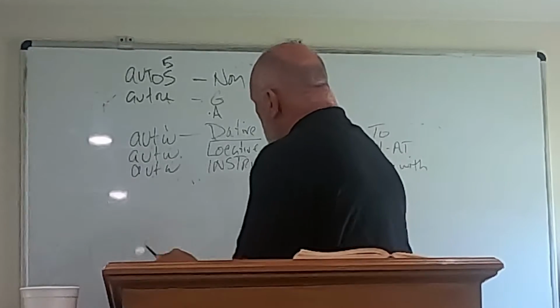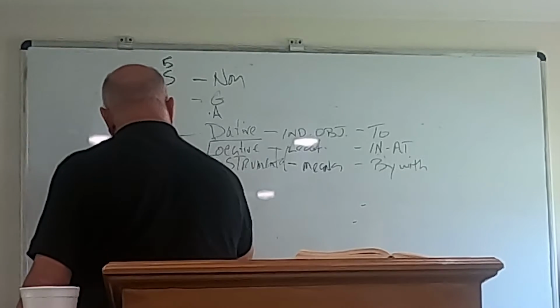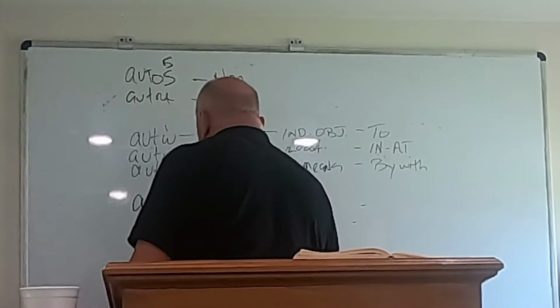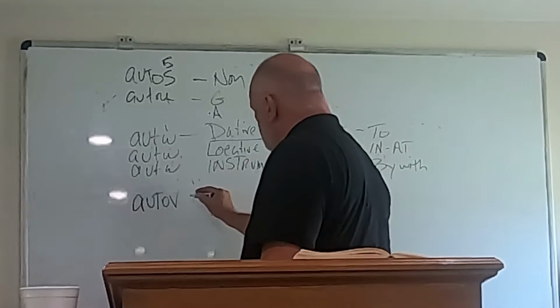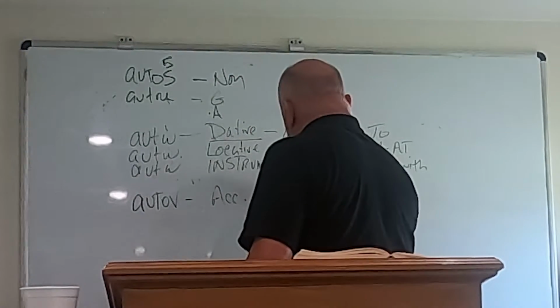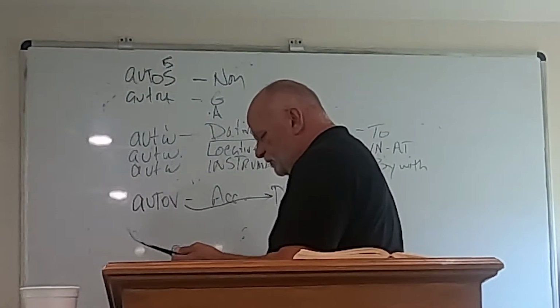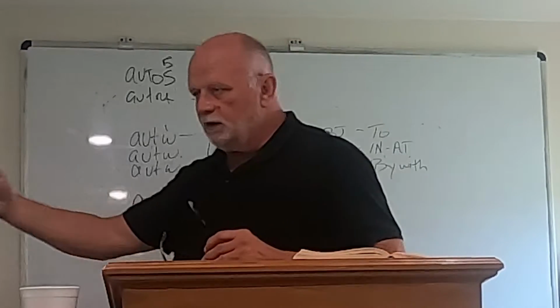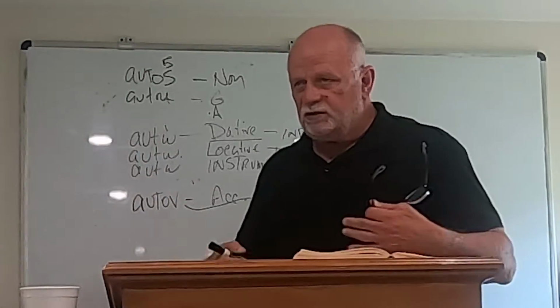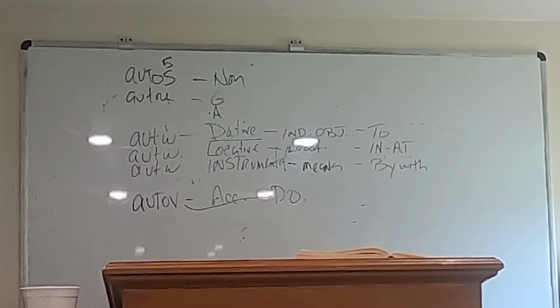So, the accusative. What's the accusative? Auton? Anthropon? That's the accusative, and that is the direct object. That's the ultimate goal of the sentence, where the action of the verb is trying to travel, to act upon the direct object. What's an example of that?